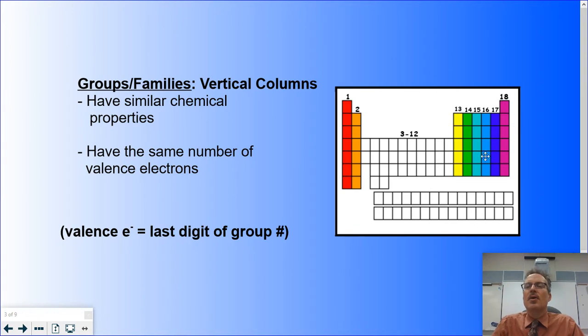This is true for only those elements that are not in the dip. So this is for the representative elements. Family 1, 2, 13 through 18.